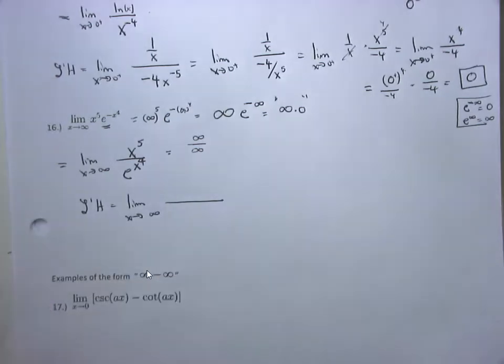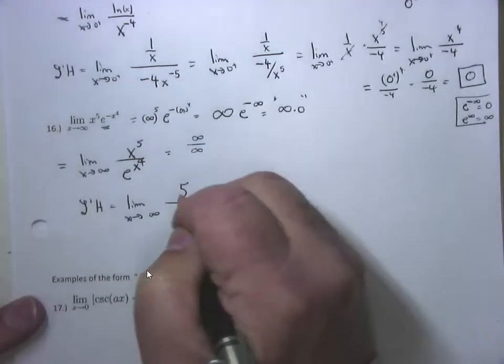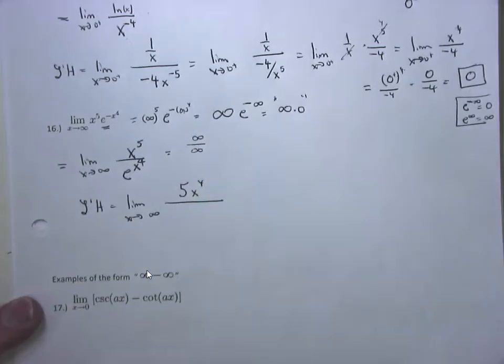what's the derivative of the numerator? What's the derivative of x to the fifth? 5x to the fourth. Divided by what's the derivative of e to the x to the fourth? Chain rule. What's the derivative of e to a function? Got to know these rules. The derivative of e to a function is e to the function, chain rule, times the derivative of the exponent.